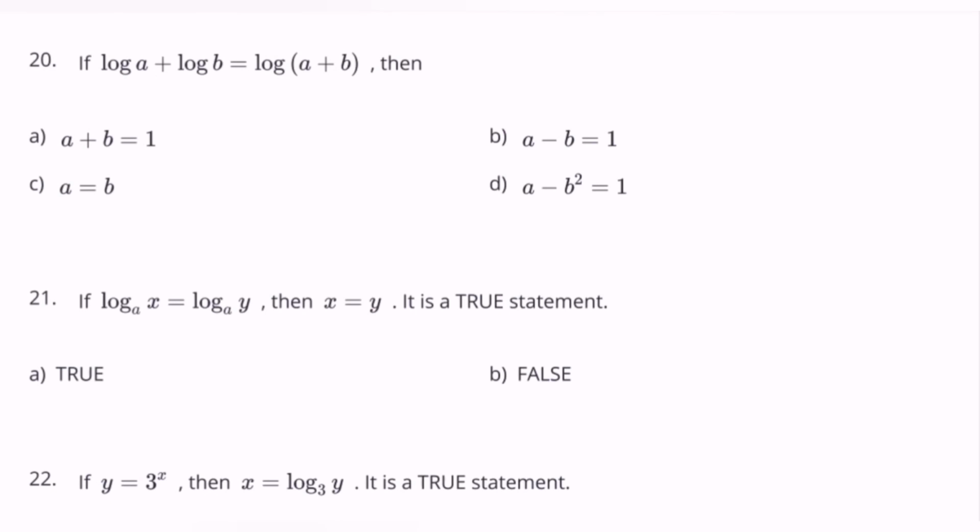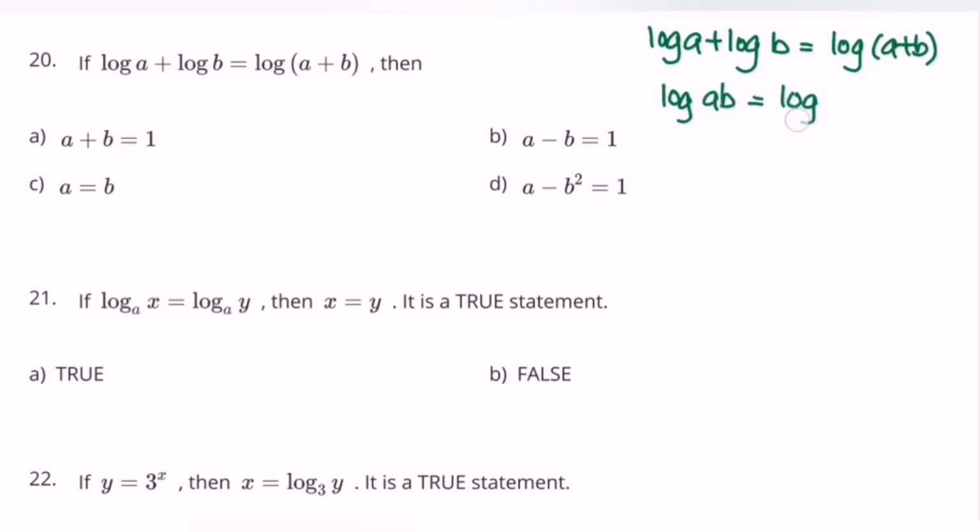Next, for question 20, given the situation where we have log base 10 of the value A plus log base 10 of the value B, which is equal to log base 10 of the bracket A plus B. Focus on the left hand side, and we have to make use of the logarithmic addition identity. So in here, log base 10 of AB is equal to log base 10 of the bracket A plus B. Compare the situation because we have the same base. So AB is equal to A plus B.